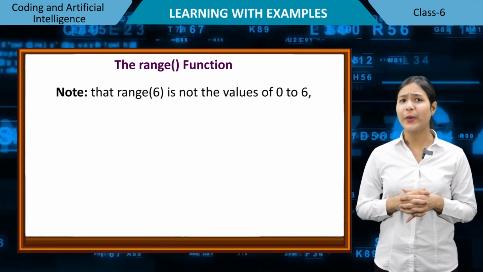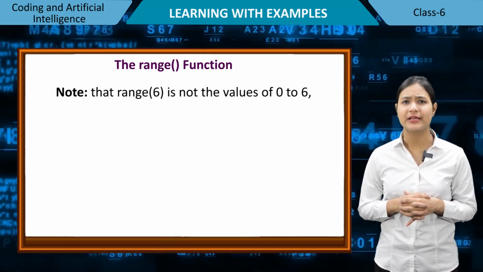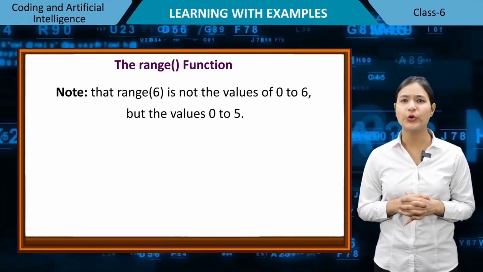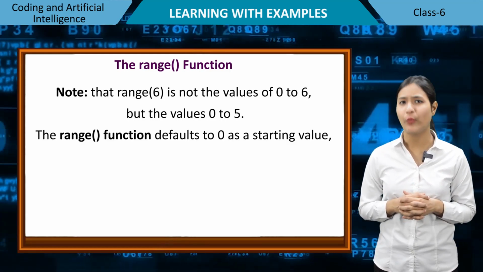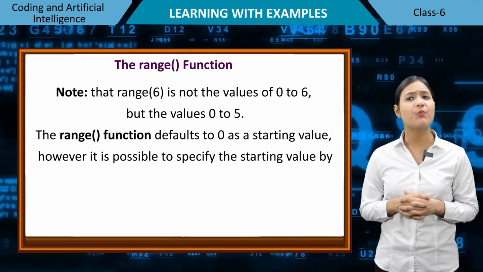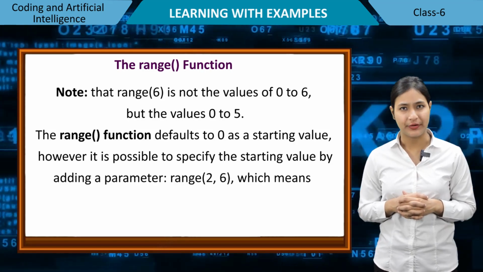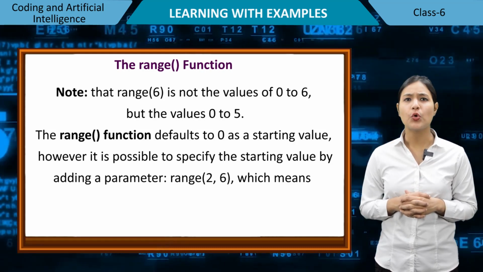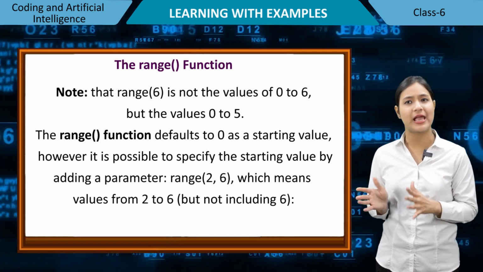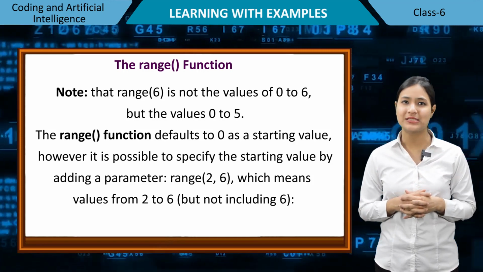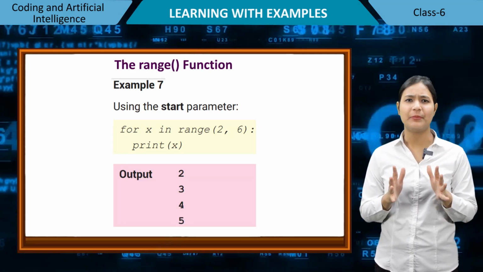Note that range(6) is not the values of 0 to 6, but the values 0 to 5. The range function defaults to 0 as a starting value. However, it is possible to specify the starting value by adding a parameter: range(2, 6), which means values from 2 to 6 but not including 6. Example 7. Using the start parameter.